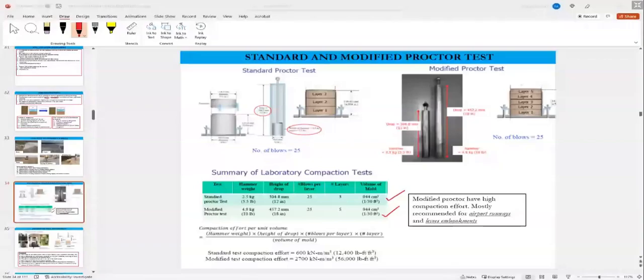I think we use different hammers to represent the different types of compactors with different weights or vibrations that we can use. But we can also use standard, which is the low compactive effort, to replicate what we would use with a drum roller.